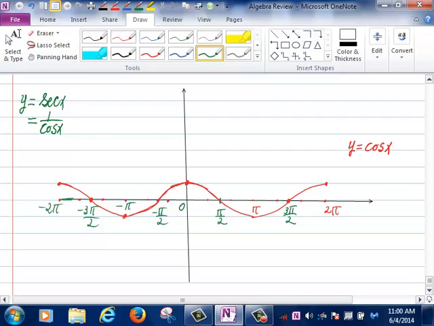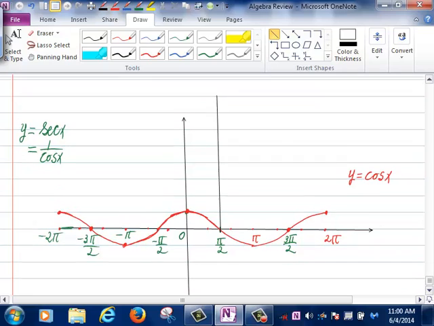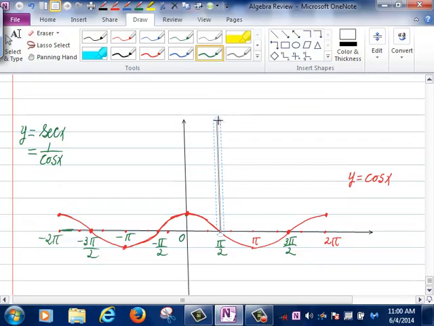So if I make a line here, this would be vertical asymptotes for secant. My scales are obviously bad, but we're going to work with that. What's the value of secant when x is 0? It's 1. So I get the point right here.